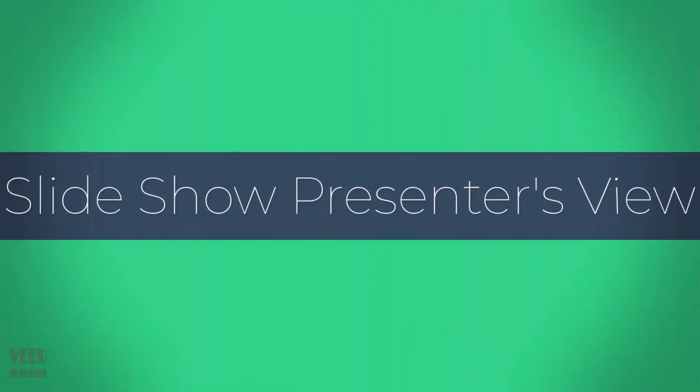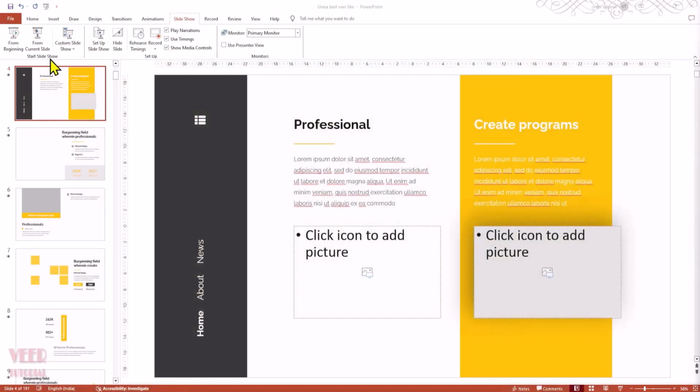Hello everyone. In this video, we will discuss about the presenters view. We already discussed about the slideshow in the previous video. So this time we are going to enable this option, presenters view, and we are going to change our slideshow monitor to the second monitor. And once we are done with this setting, press F5 or Shift F5 to start your presentation.